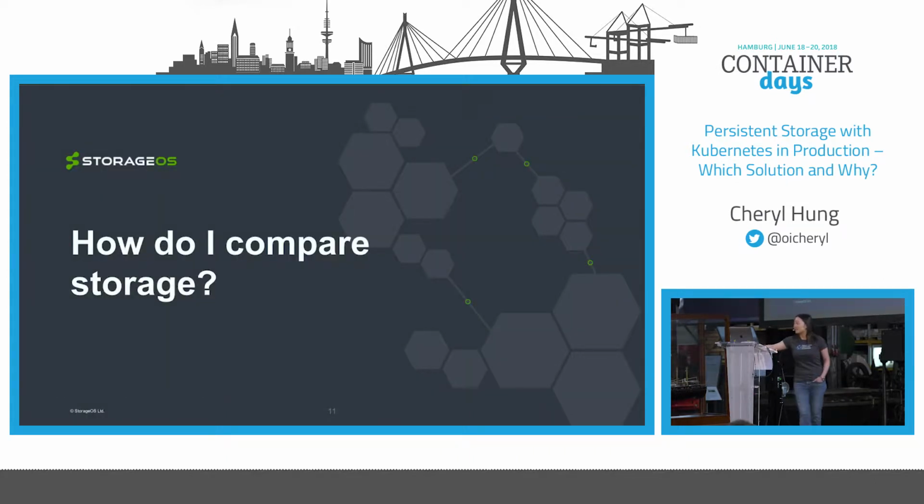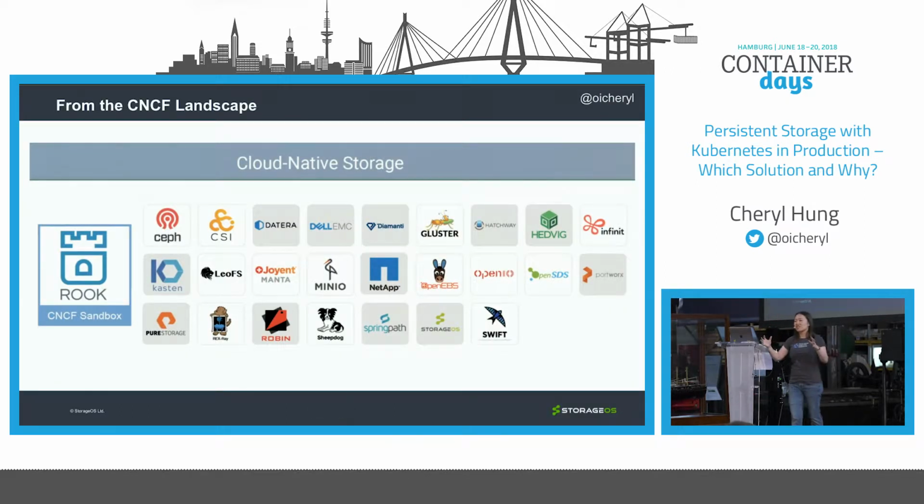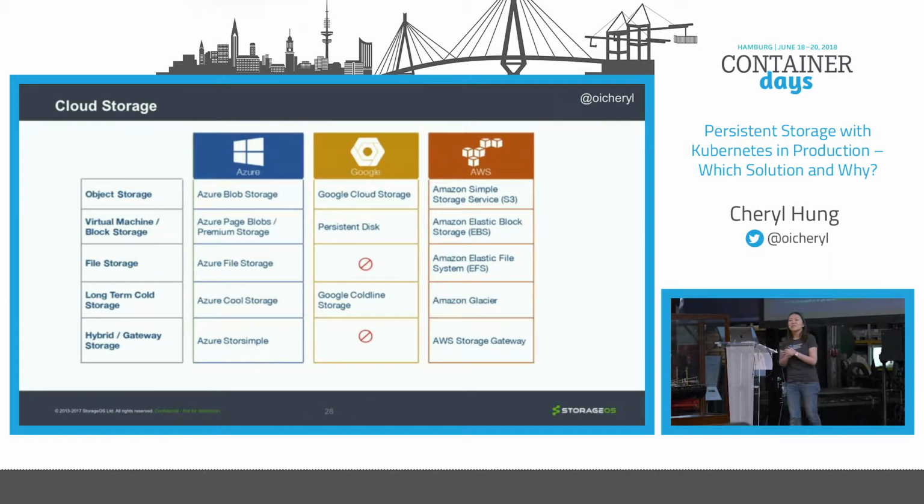OK, how do I compare storage? So Ihor earlier showed us the CNCF landscape. If you zoom in just onto the storage section, this is a little bit out of date. You probably have 30 options here already. So then you go look at all the cloud providers, and they all have many different options. So how do we even compare what the storage options are out there?